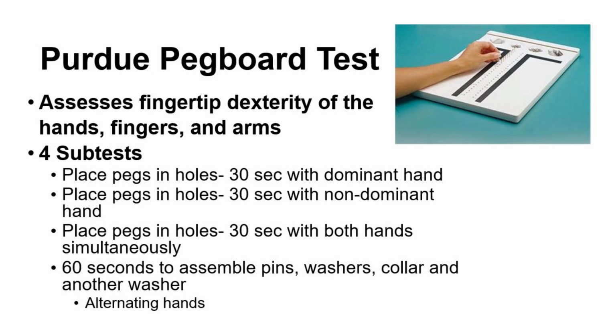The Purdue Pegboard Test assesses fingertip dexterity of the hands, fingers, and arms. There are 4 subtests. First, the individual places pegs in holes for 30 seconds with their dominant hand. Then they place pegs into holes for 30 seconds with the non-dominant hand. Then they place pegs into the holes for 30 seconds with both hands simultaneously, at the same time. And finally, 60 seconds to assemble pins, washers, collar, and then another washer. Individuals alternate hands during the assembly.